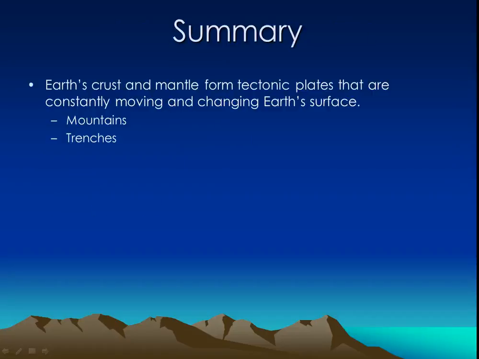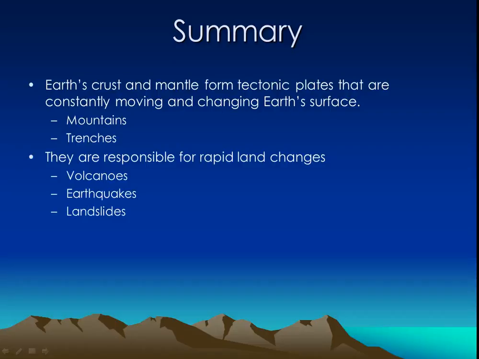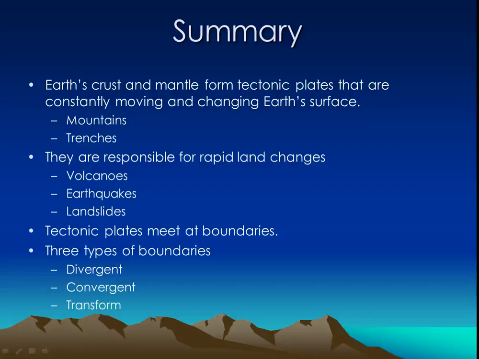Let's talk about our summaries. Earth's crust forms tectonic plates that are constantly moving and changing Earth's surface. They form things like mountains and trenches. These plate tectonics and their movement are responsible for rapid or fast land changes like volcanoes, earthquakes, and landslides. Those are the three things that we're going to be learning about the rest of this level. Tectonic plates meet at boundaries, and there are three different types of boundaries: divergent, convergent, and transform.